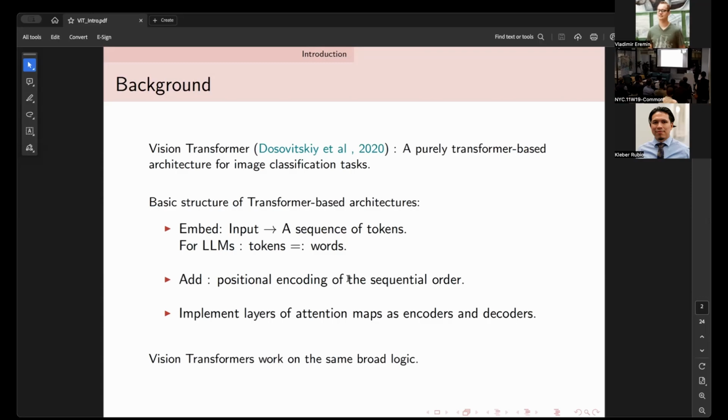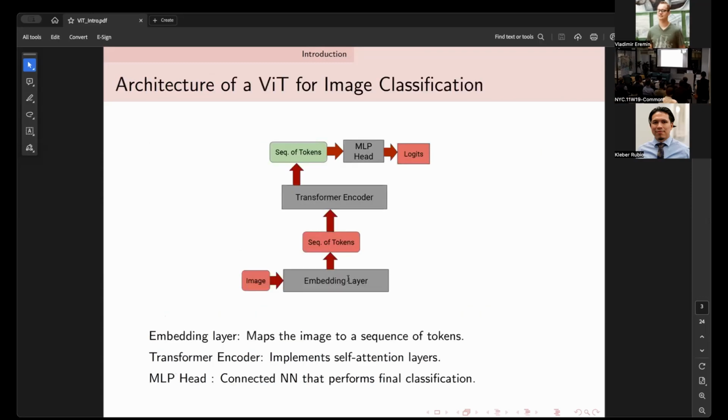Now, vision transformers work basically on the same broad logic. So let's look at the broad architecture of vision transformers. It has three main modules: the embedding layer, the transformer encoder, and an MLP head. The functional modules are all in gray. It takes an image as an input and transforms it into a sequence of tokens. That's the function of the embedding layer. Then the transformer encoder acts on the sequence of tokens to produce a final sequence of tokens.